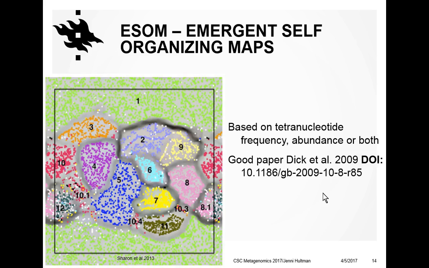Another widely used tool is called ESOM, the Emergent Self-Organizing Maps, where also tetranucleotide frequency and abundance, or both, are used. So in here, each of these small dots represents one contig, and if they cluster together, then they can be thought to be originating from the same species. So then you can get these contigs from here and analyze those species. Here's a really nice reference for this tool if you want to take a look at that in more detail.